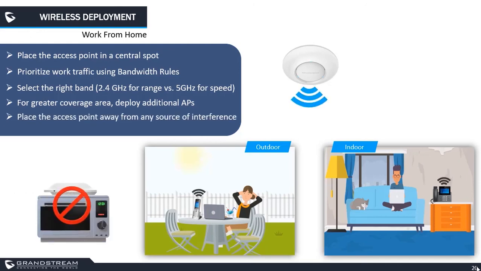And the last thing to avoid is placing the access point next to any source of interference. So if you have a microwave in your area, make sure you don't place the access point in the kitchen close to the microwave. If you have power cables running, make sure that the access point is not in proximity to those power cables.